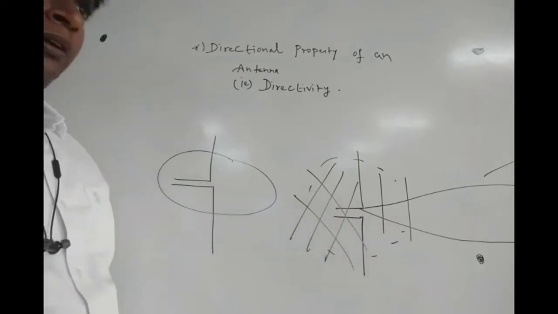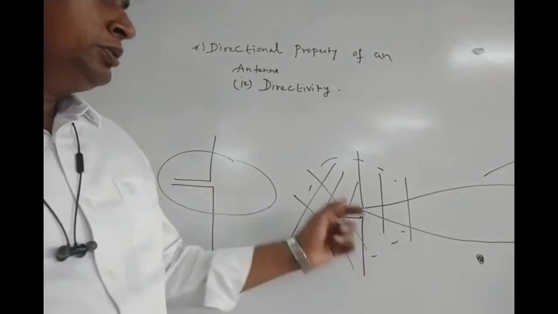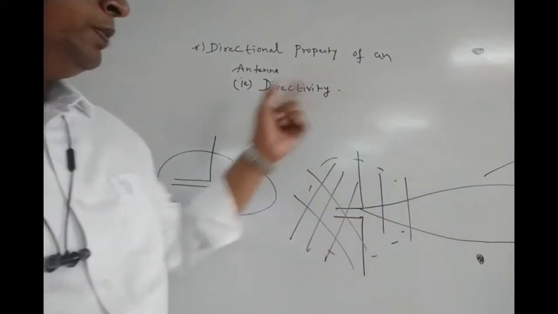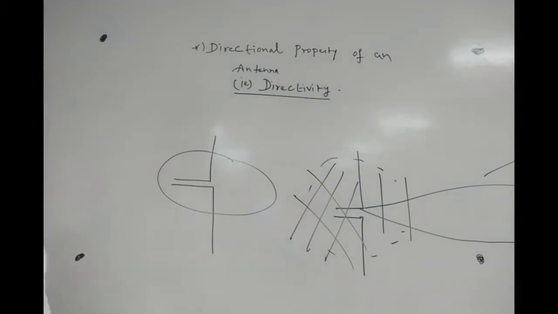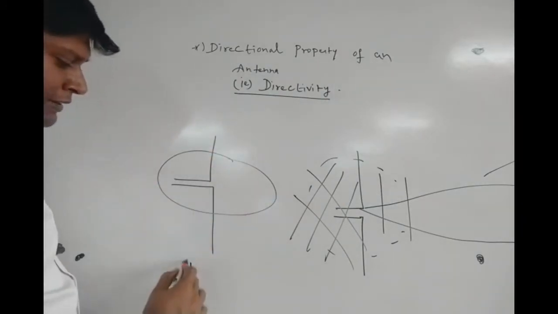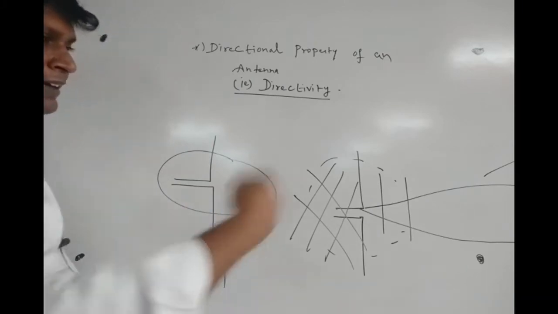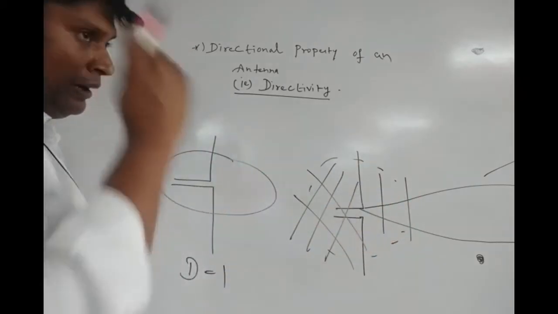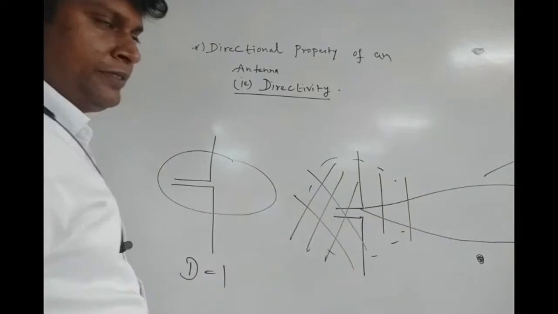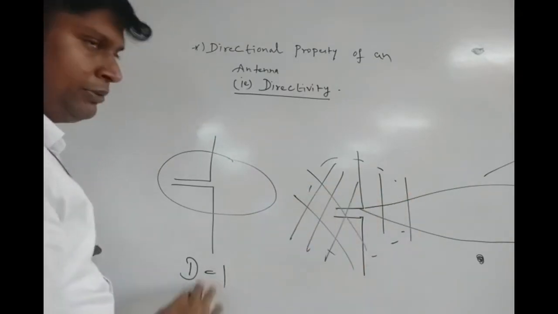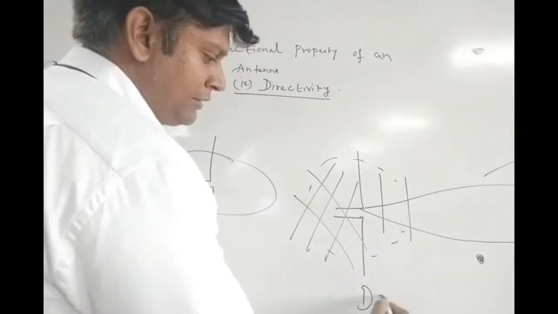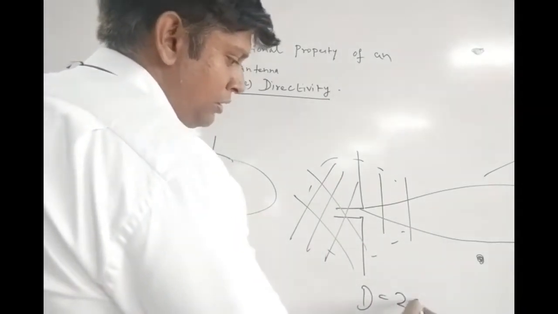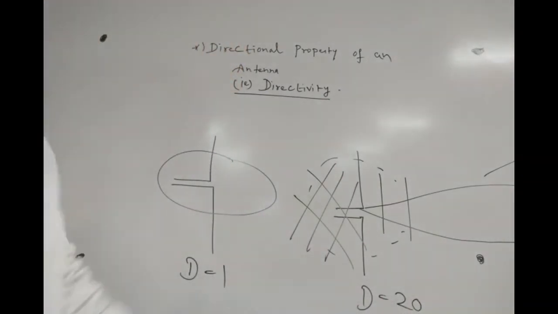Okay, so we very well know, in order to improve the directivity, this is the parameter which defines the directional property of an antenna. Here the directivity of an omnidirectional antenna is 1 and it increases when the directional property of the antenna increases. So let us assume this antenna is having a directivity value of some 20 or something. This is an assumption.